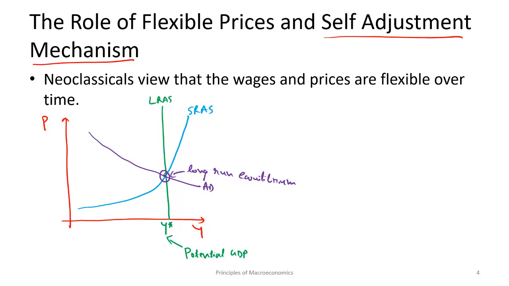For some reason, say short run aggregate supply shifts left. We all know short run aggregate supply can shift left because of changes in input prices. Say there's an increase in oil prices, and as a result, short run aggregate supply shifts left. As a result, we end up in a short run equilibrium, and our output Y1 decreases below the potential GDP.